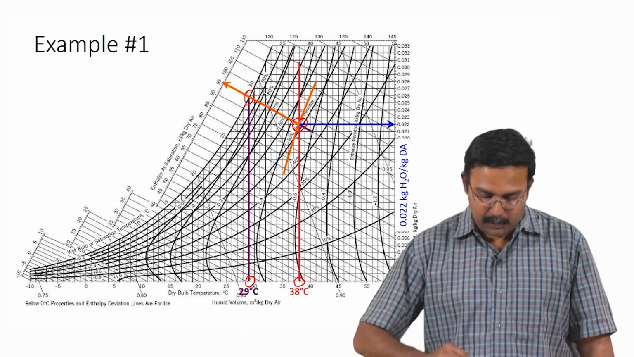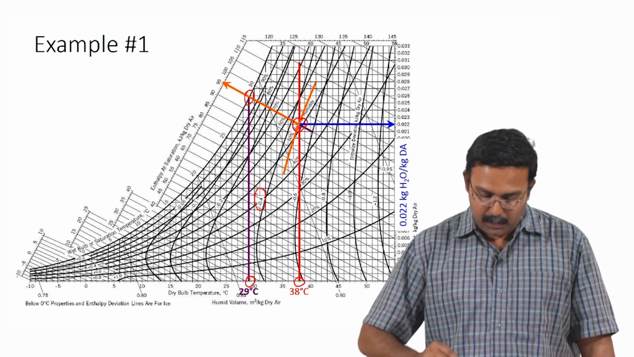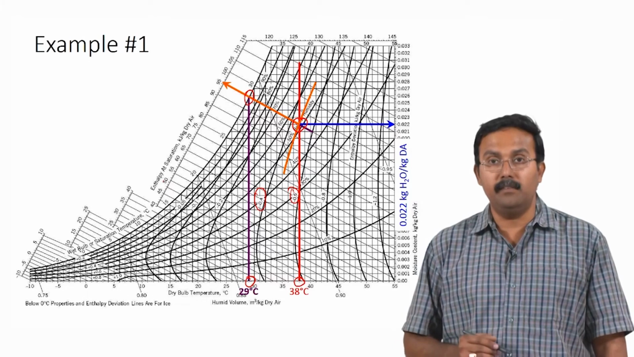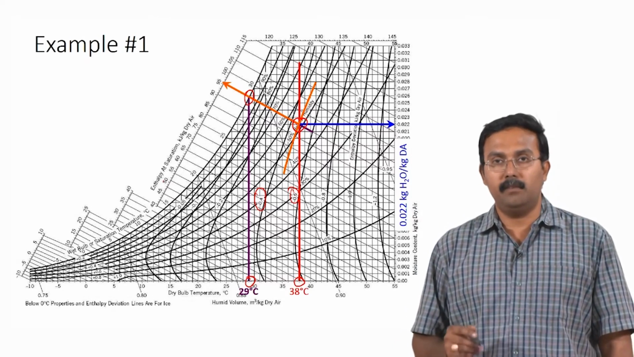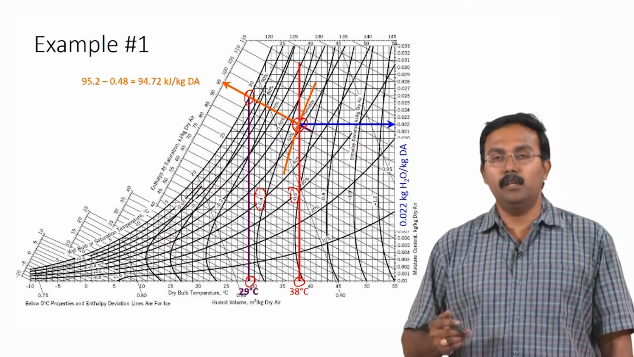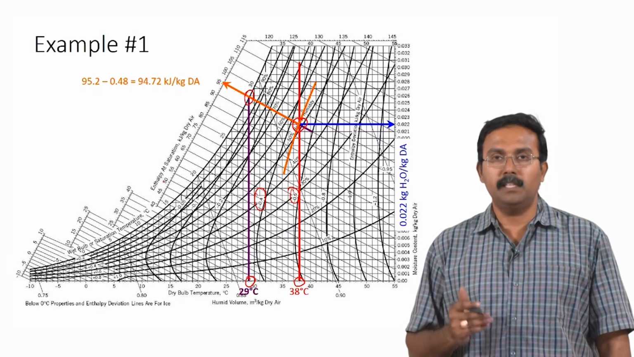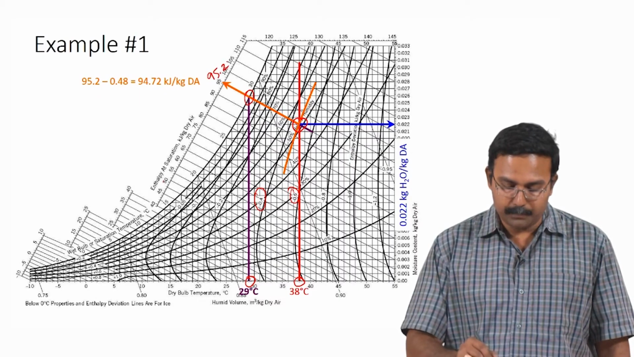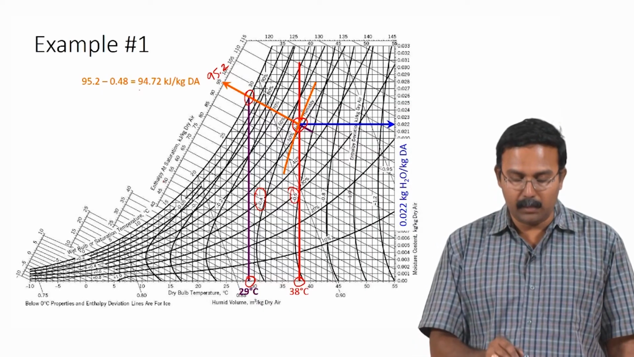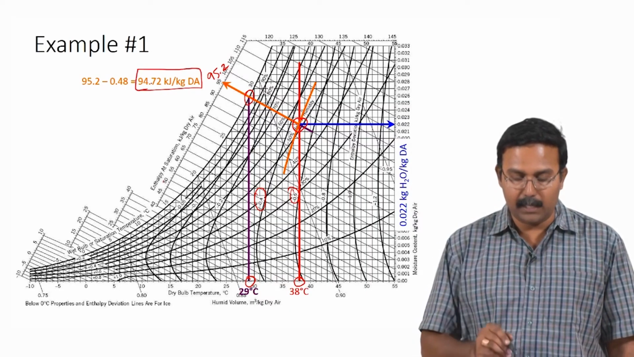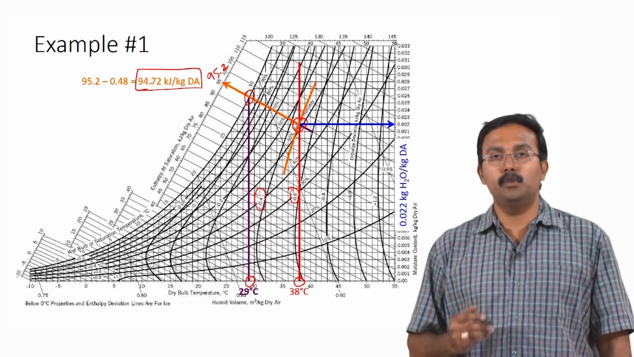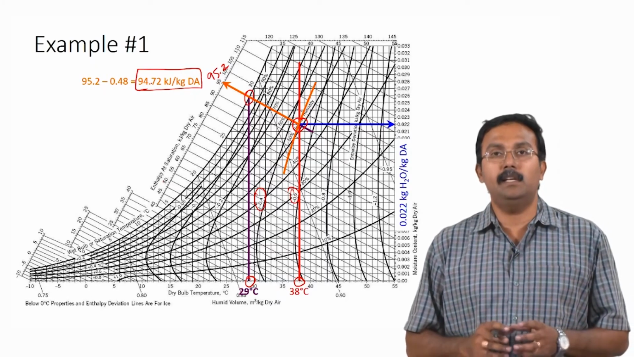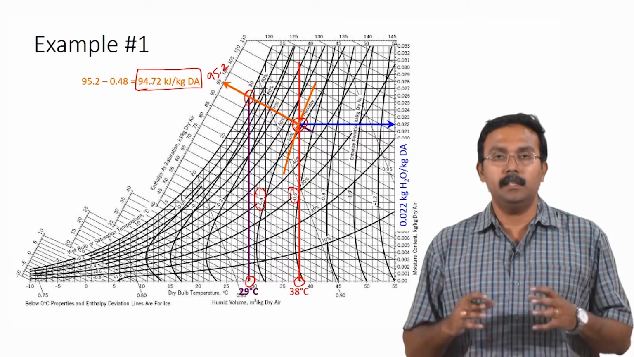The curves which you see here are the minus 0.4 curve and the minus 0.6 curve. This point lies in between these two enthalpy deviations. Using interpolation we have identified the enthalpy deviation for this point as 0.048, and at this point the saturation enthalpy is 95.2. Using these two values we can calculate the enthalpy of the outlet gas stream as 94.72 kilojoules per kilogram of dry air. So, with this we have all the information we need for performing calculations using the psychrometric chart.